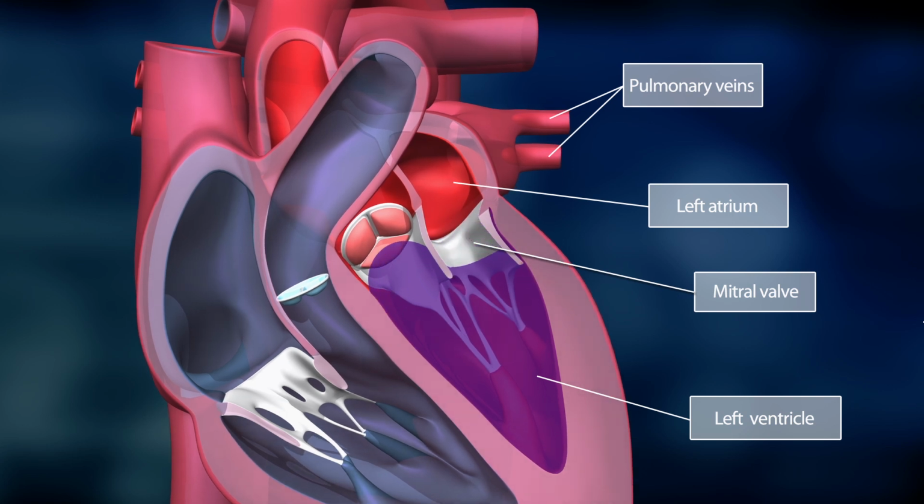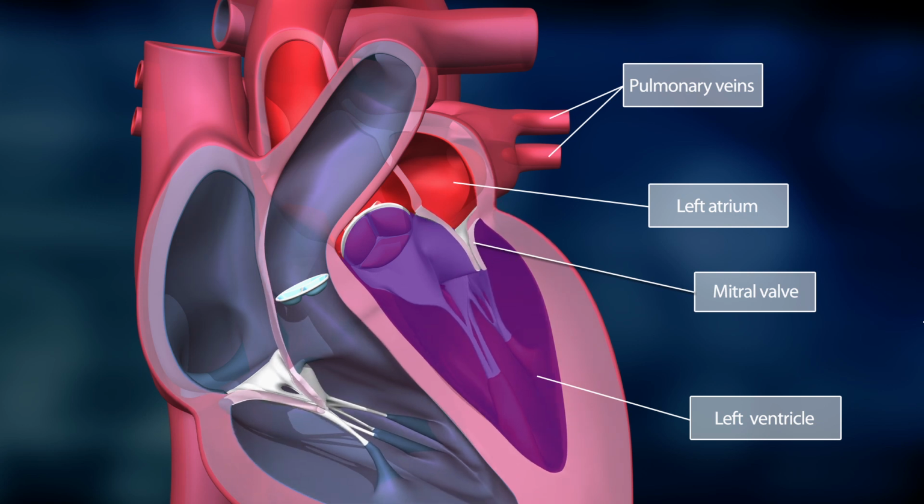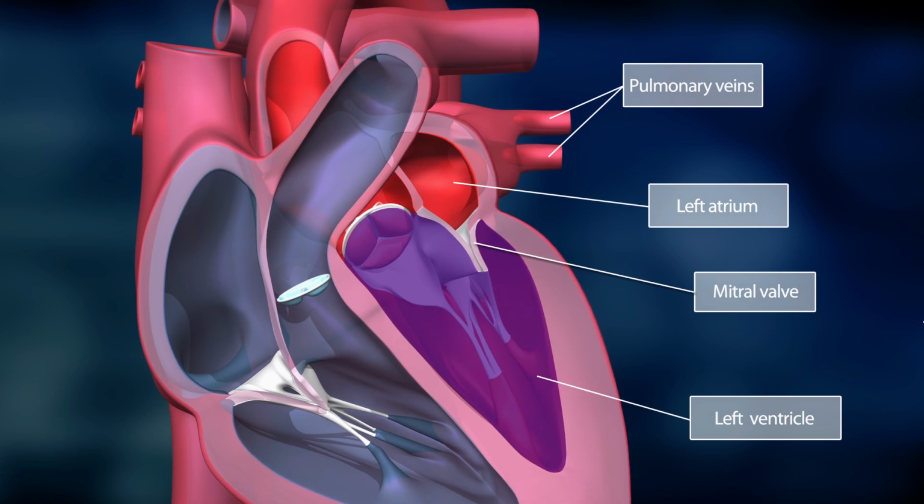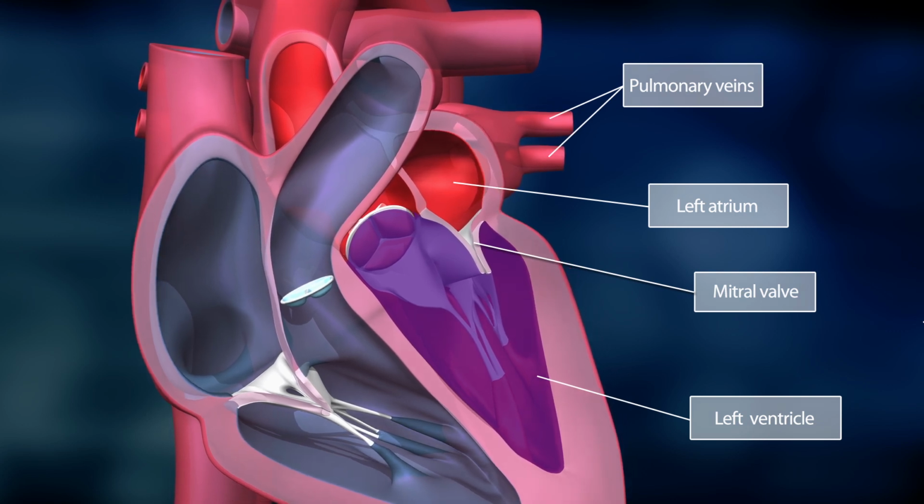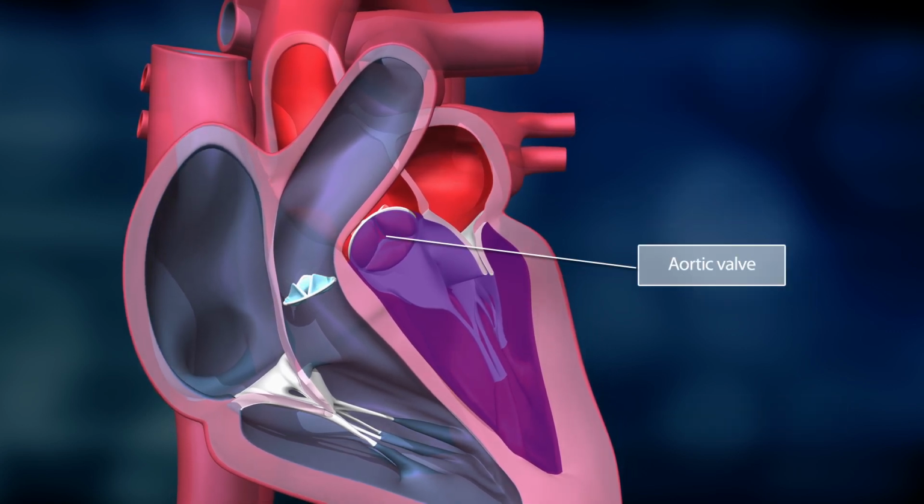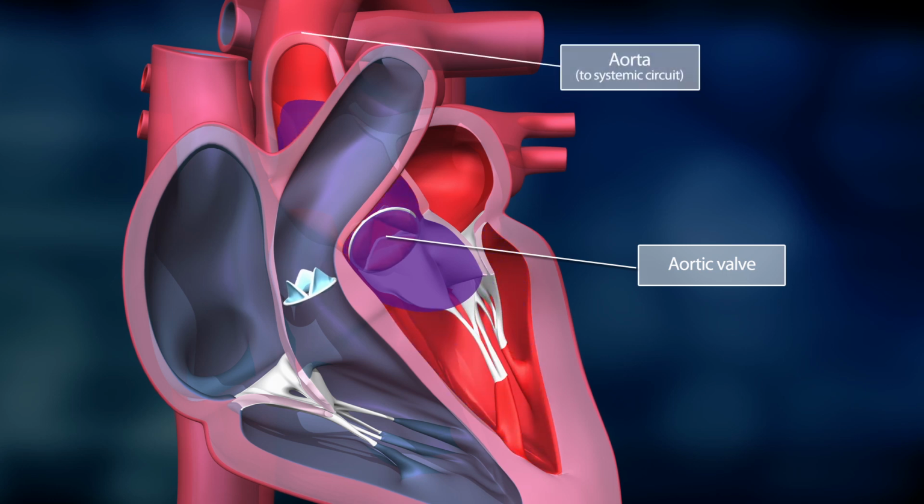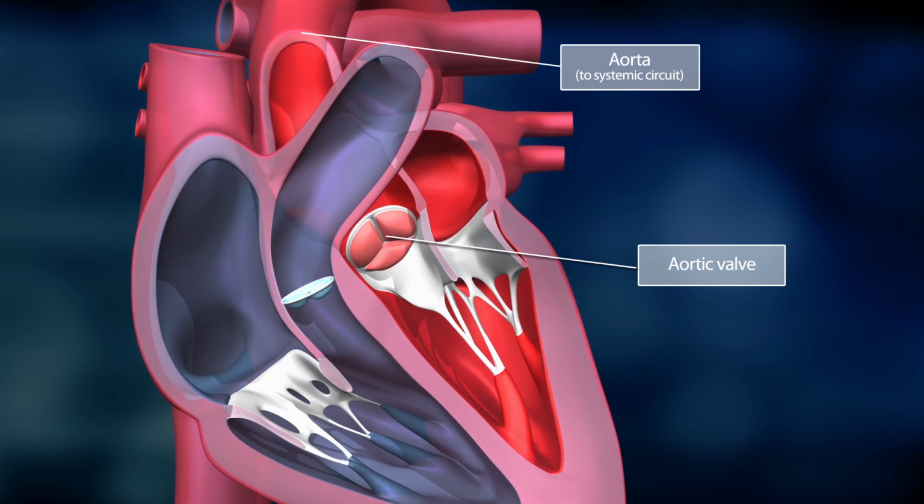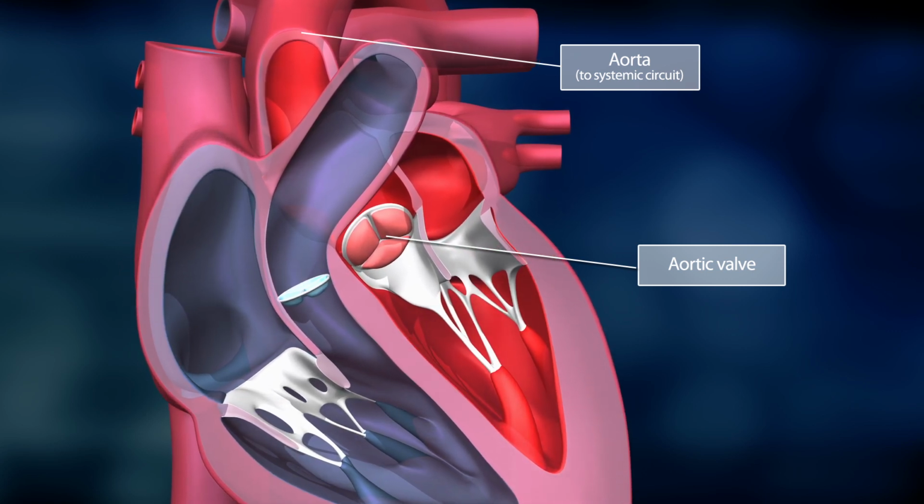As soon as the left ventricle is filled with blood, the mitral valve closes. This prevents blood from flowing back into the left atrium. Now the left ventricle contracts and the aortic valve opens. The oxygen-enriched blood flows into the aorta and is distributed to every organ in the body via the blood circulatory system. The aortic valve quickly closes to prevent blood from flowing back into the left ventricle.